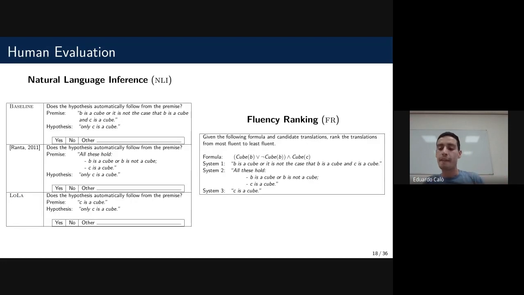But to be sure of this, we devised a human evaluation. First of all, we devised a human evaluation based on natural language inference. We got the output of the systems as premises, and we manually crafted the hypothesis, and human evaluators had to say if the hypothesis followed from the premise. This natural language inference task was to evaluate the comprehensibility of the formula of the generated text.